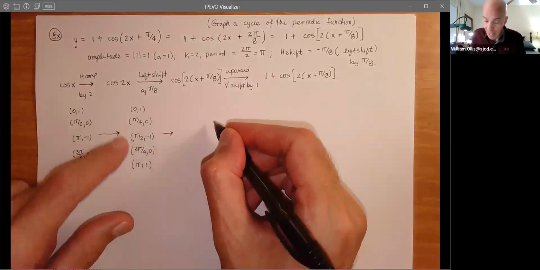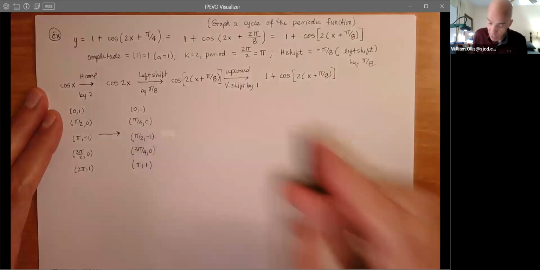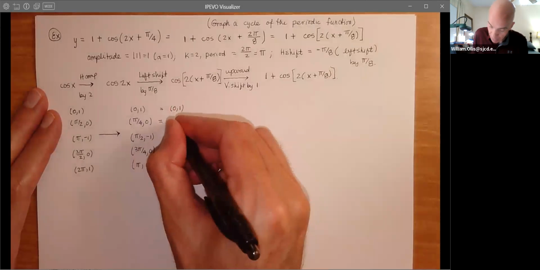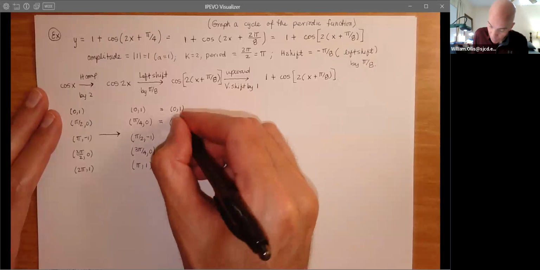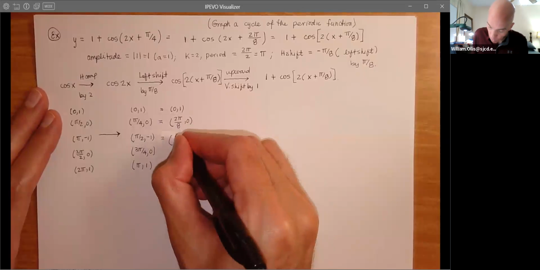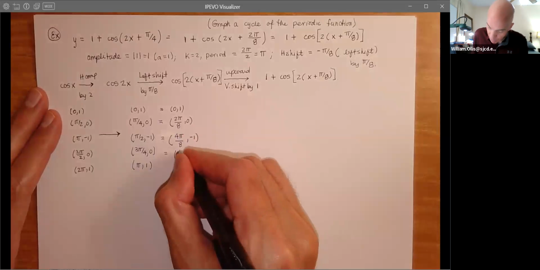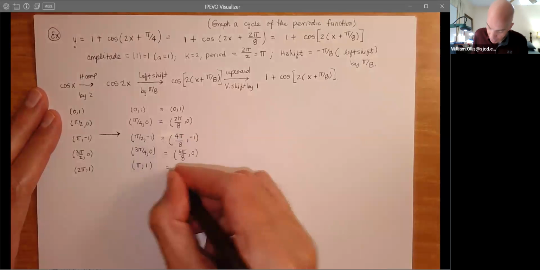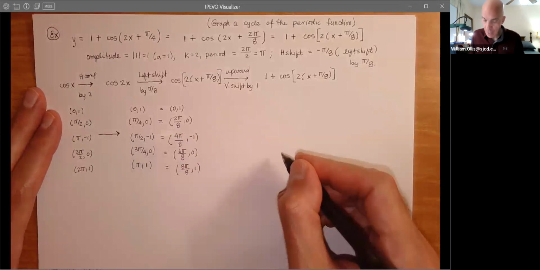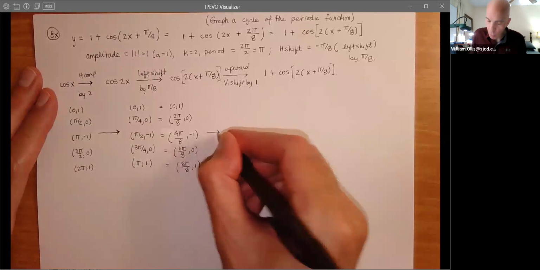So now we do a left shift by pi over 8. This is where I want to go ahead and do another transformation first. Let's write everything in terms of 8ths. This is fine the way it is, 0, 1. This will just help with the arithmetic. So we'll do 2 pi over 8, then 4 pi over 8, then 6 pi over 8, and then 8 pi over 8. So just write everything in terms of 8ths. That way you can do the transformation easier, and then you don't have to do it on the fly.